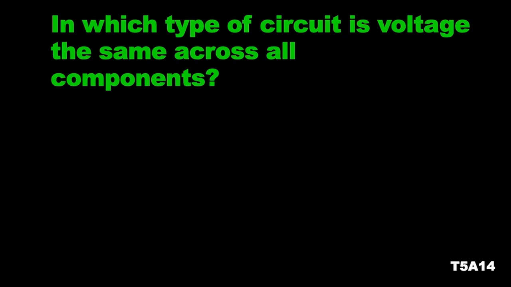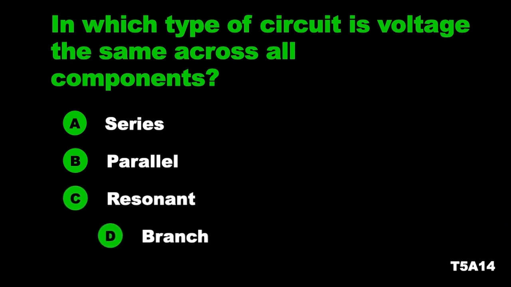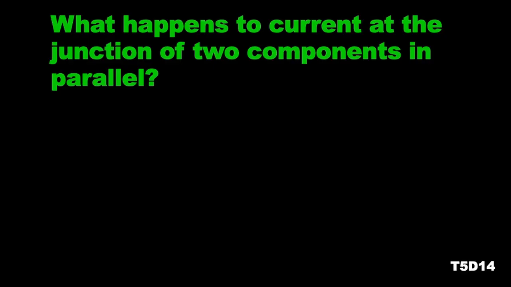In which type of circuit is voltage the same across all components? A, series. B, parallel. C, resonant. And D, branch. Again, resonant and branch aren't types of circuits, so again, we're limited to A and B. If you think about it, I think it would be parallel because it's like a ladder. Each rung of the ladder gets the same amount of voltage. All right, let's check. You're correct. It's B.